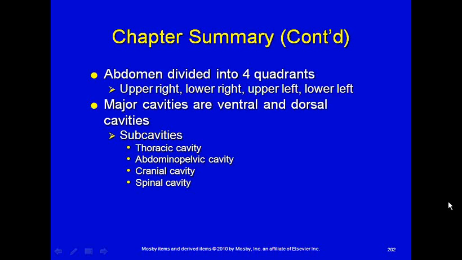Of course, the thoracic cavity holds the lungs, the heart, and the great vessels, part of the liver and part of the spleen. The abdominal pelvic cavity includes everything in the abdomen and pelvis, to include genital, urinary, and male and female reproductive organs.